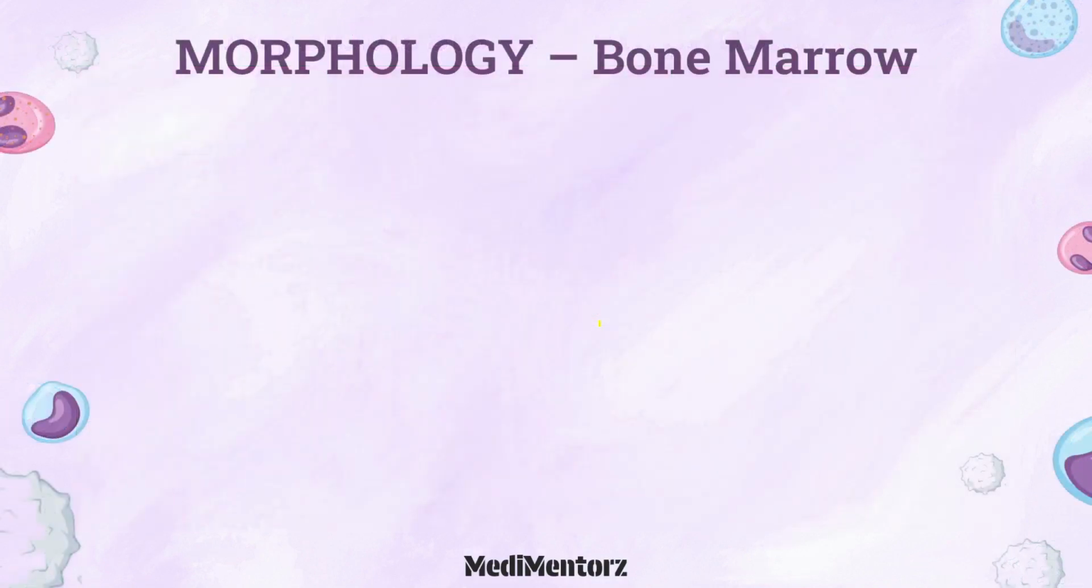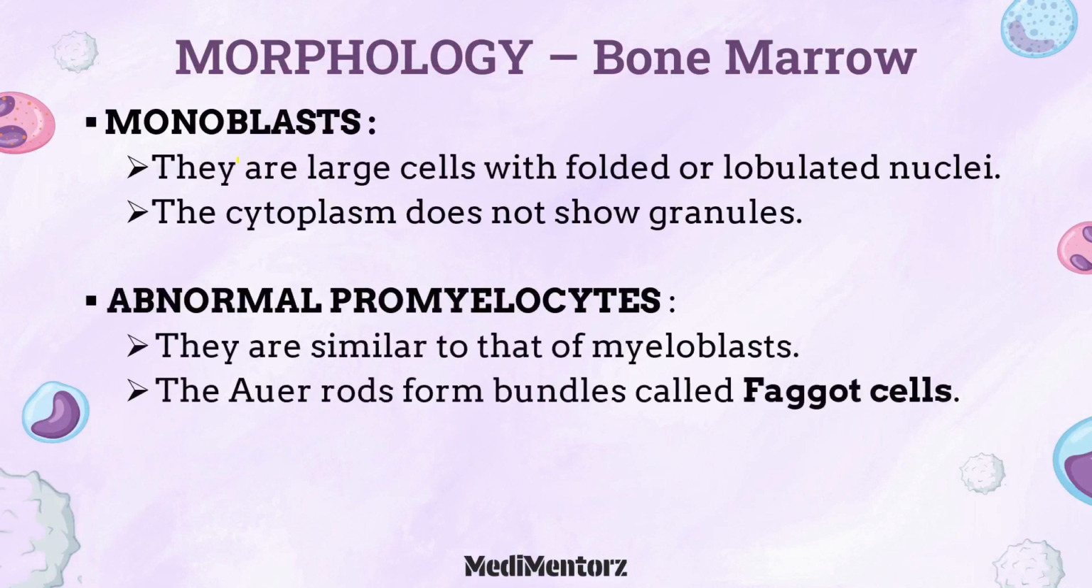Next, moving on to the morphology of the monoblast. The monoblasts are large cells with characteristic folded or lobulated nuclei resembling a kidney-shaped bean, and the cytoplasm does not show any granules. And with regards to the morphology of the promyelocytes, they are almost similar to that of the myeloblast, and the cytoplasm shows bundles of Auer rods called faggot cells.